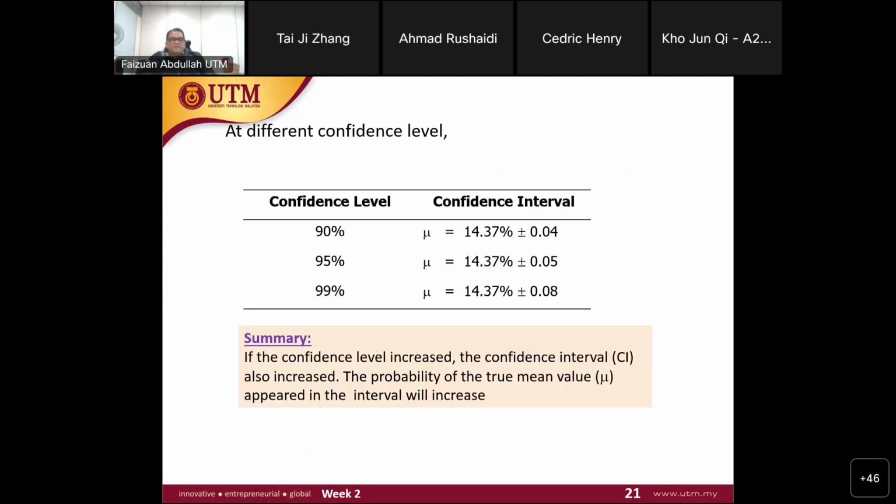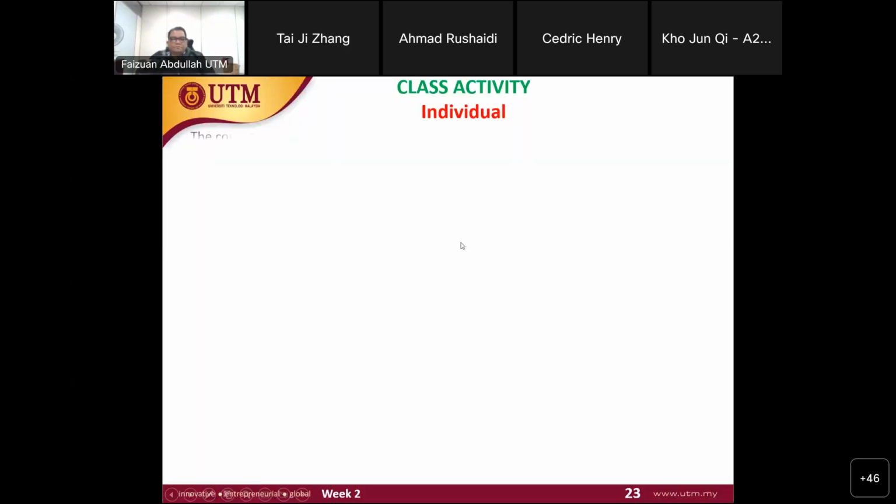At different confidence levels, we try different ones. At 90%, the confidence interval is 14.37 plus or minus 0.04. At 95%, just like we calculated previously, and at 99%, plus or minus 0.08. Summary: if the confidence level increases, the confidence interval CI also increases. The probability of the true mean value mu appearing in the interval increases. All right, so that is about the confidence interval.